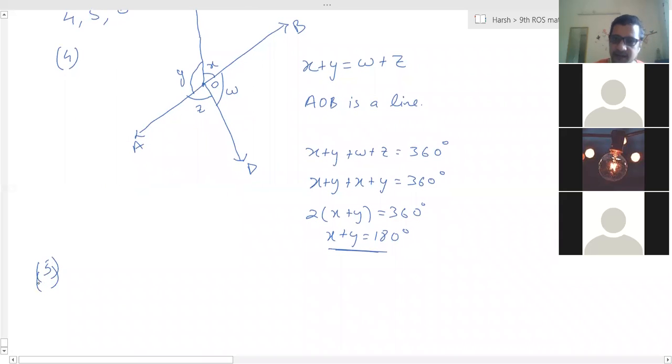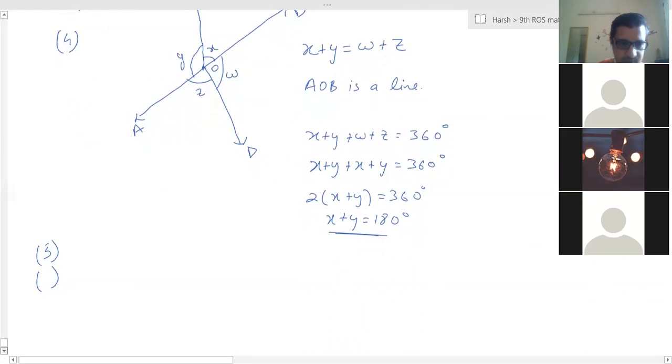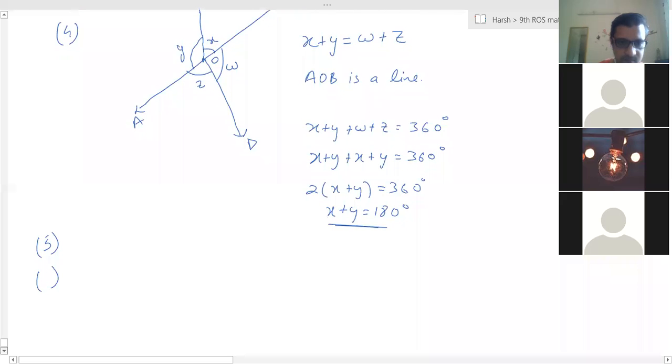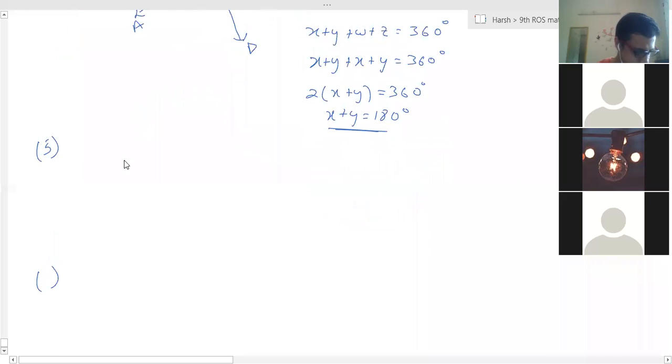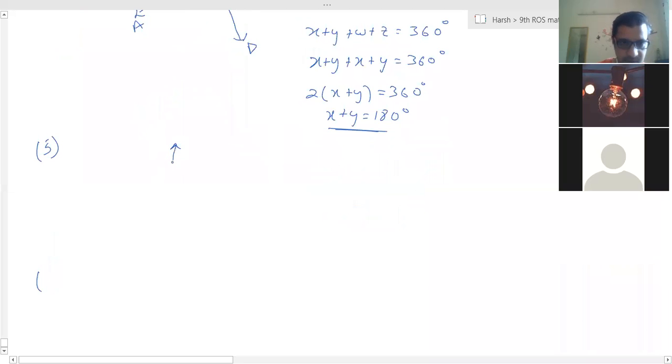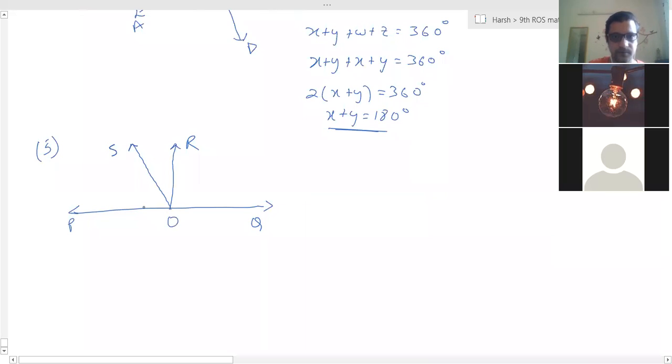Fifth question. Anybody else apart from Srinidhi who has done this? Nidhi? I have a doubt in it. Let me first write the question. P, Q, R, then S, then O.